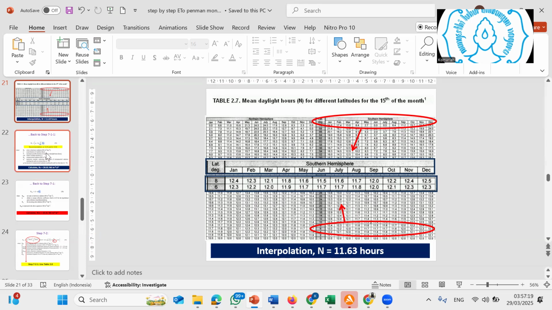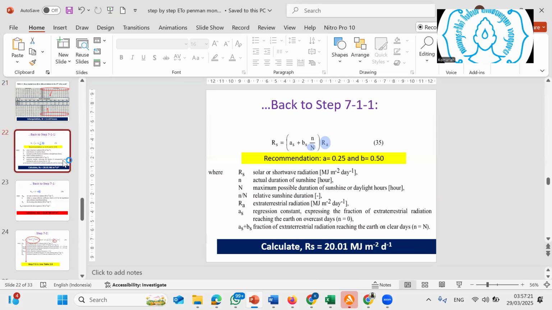So we got this N and we put it in this calculation, and the Ra. After calculating, we got that the Rs is 20.01 megajoule per square meter per day. Sorry, per day.